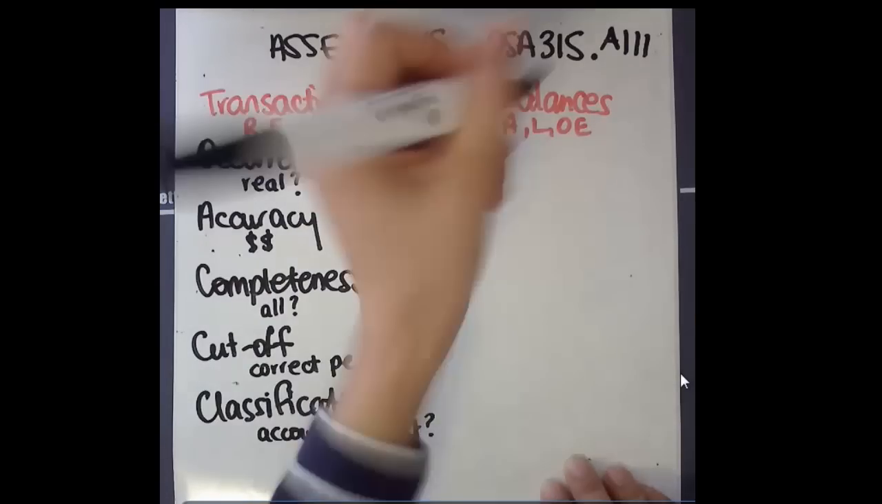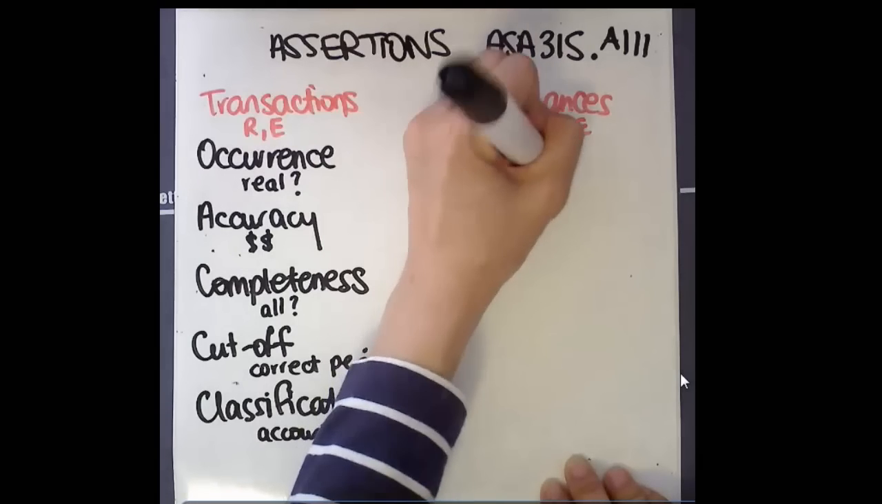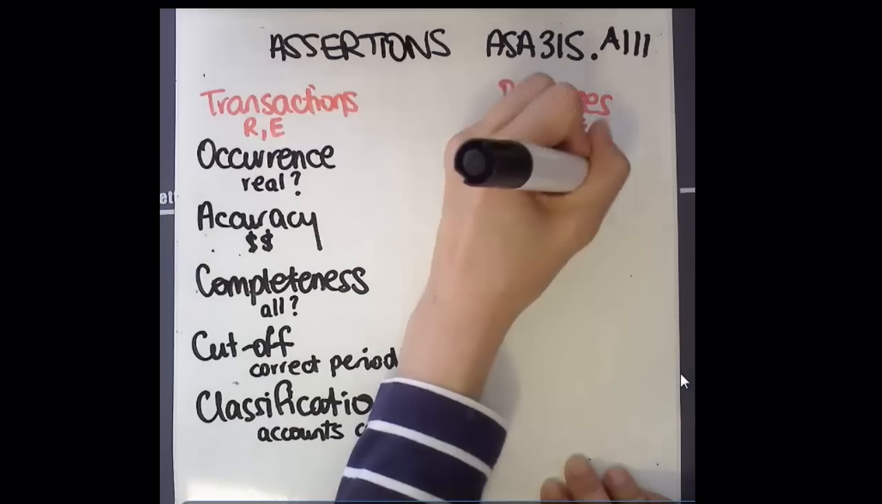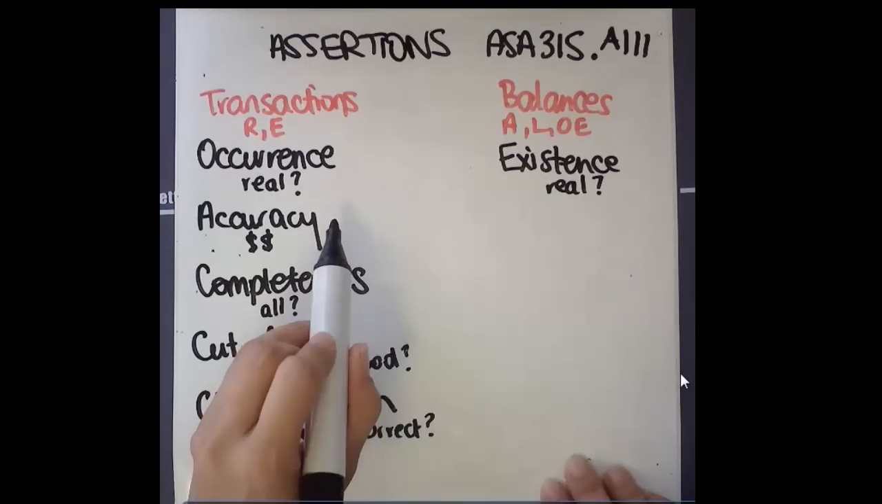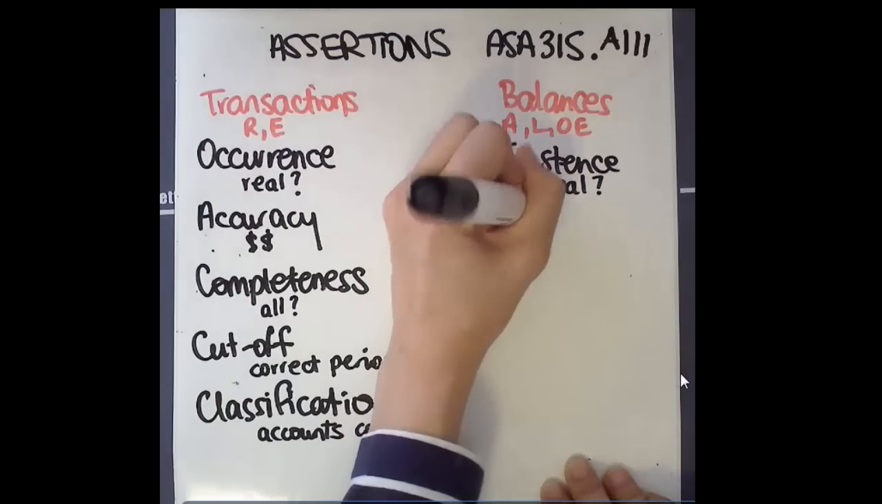Do they, and we're going to use the term exist. So we have the assertion of existence. All right, are they real? Can we find them? Can we see them? Can we touch them? We also have an assertion that's similar to accuracy, and that assertion is called valuation and allocation.